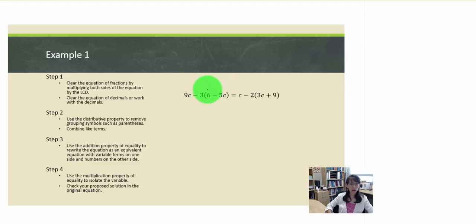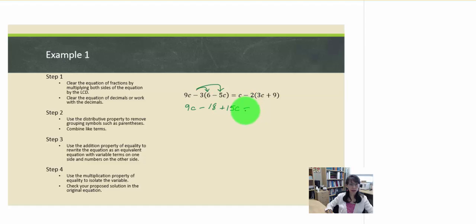So the best thing I can do to eliminate these parentheses is to distribute this term, negative 3, that is outside of the parenthesis. So negative 3 is distributed to each term inside that quantity. So 9c remains. Negative 3 times 6 is negative 18. Negative 3 times negative 5c would be positive 15c. And right there is where a lot of mistakes occur. Negative times negative becomes positive.